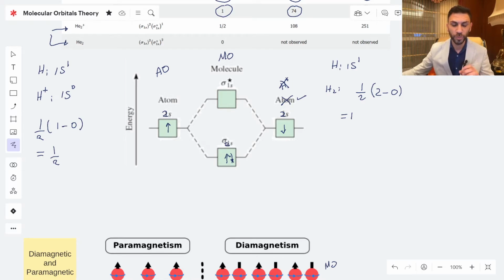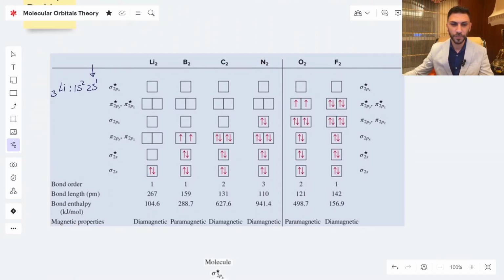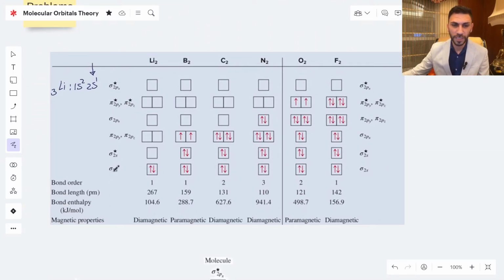The bond order should be, let's calculate it, 2 electrons in 2s in the bonding orbitals. So it's going to be half multiplied by 2 minus 0, which equals 1. And what about this molecule? Is it paramagnetic or diamagnetic? As you can see in the outer shell molecular orbital, or the last molecular orbital, we have double electrons, or paired electrons. That means it's going to be diamagnetic.